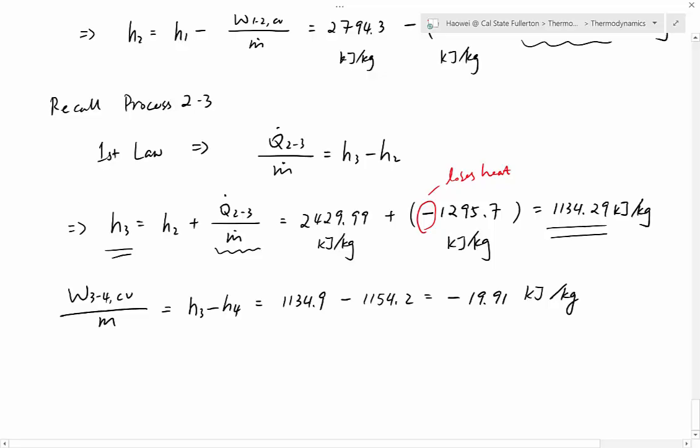And does it make sense for us to have a negative solution to work? Yes, because 3 to 4 is the pump. Pump consumes work, so that's why this work must be negative. Okay, so this is the example.